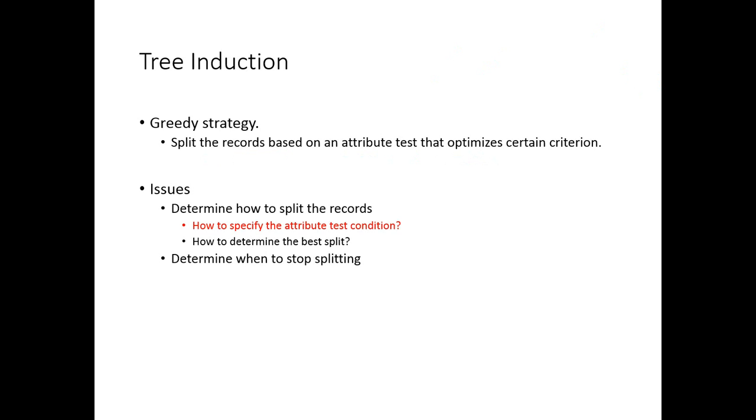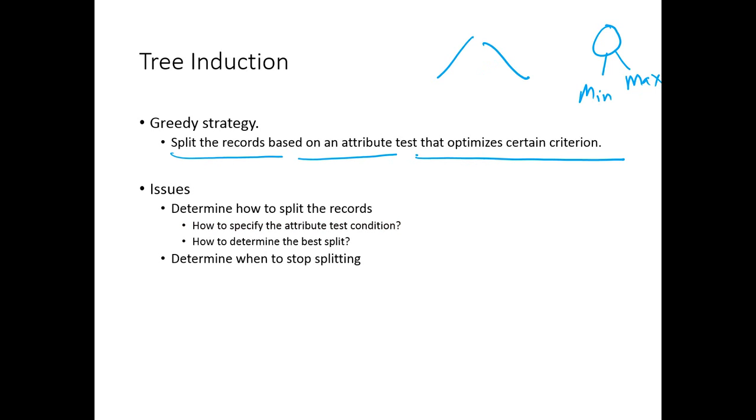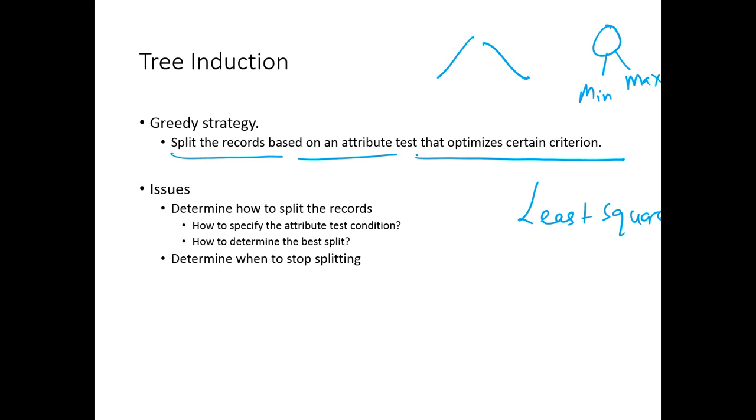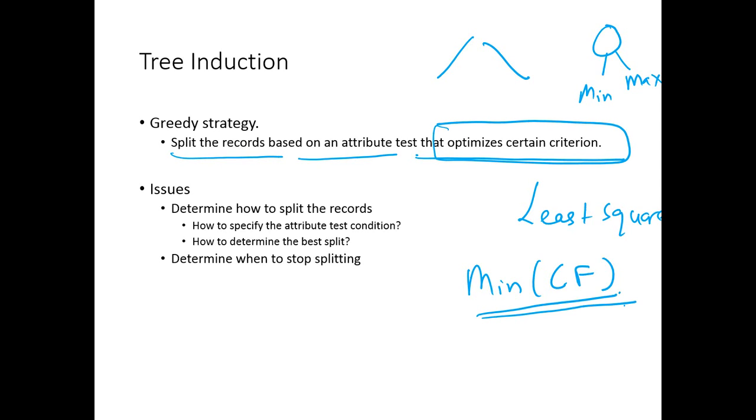If you are familiar with the least square regression model, you might have seen a minimization of a cost function, right? Decision tree also takes care of the minimization of some sort of cost function. So the criteria we are talking about is not just a cost function. The splitting will happen in such a way that the cost function is optimized, it is minimized.